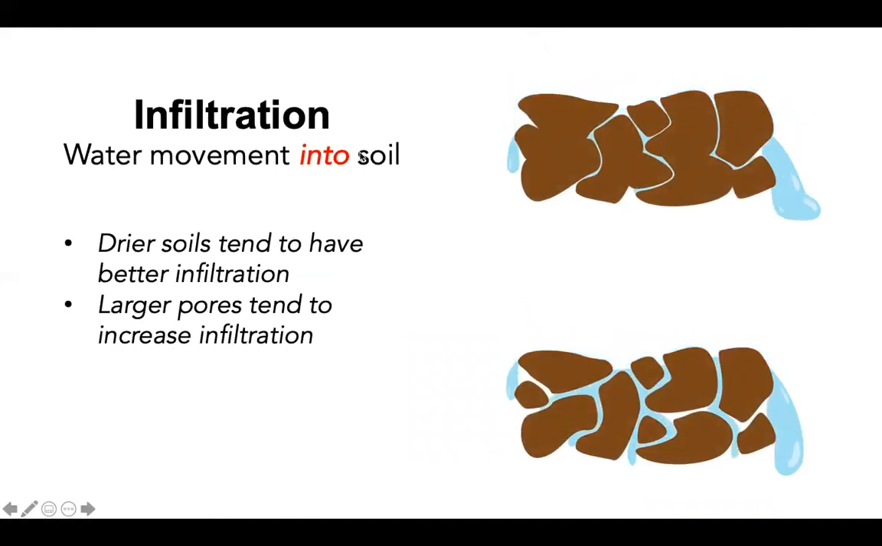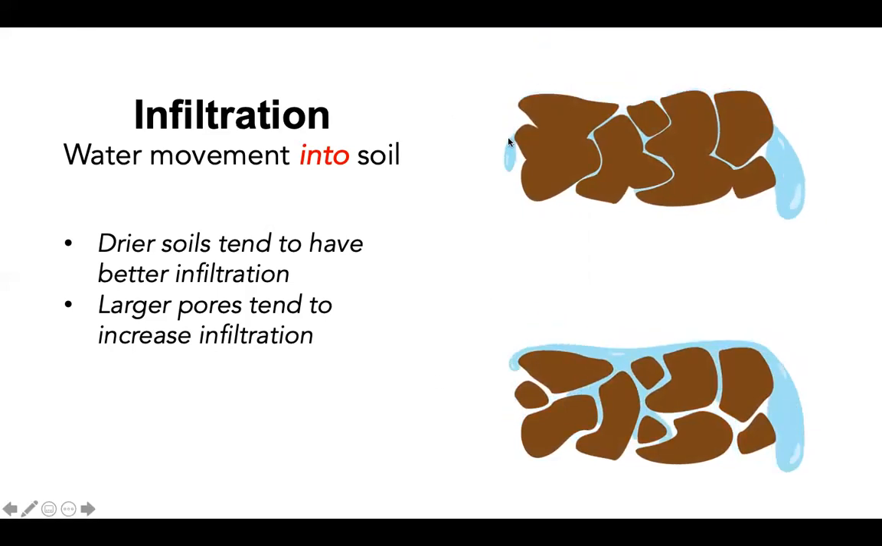That movement is called infiltration. So a couple things. Similar to water movement within soil, drier soils tend to have better infiltration. You think about it, when water is coming down, say as a raindrop or something like that, that has a high water content. It's wet. So if the soil's dry, it's more ready to absorb that water. People often say that the soil's thirsty.